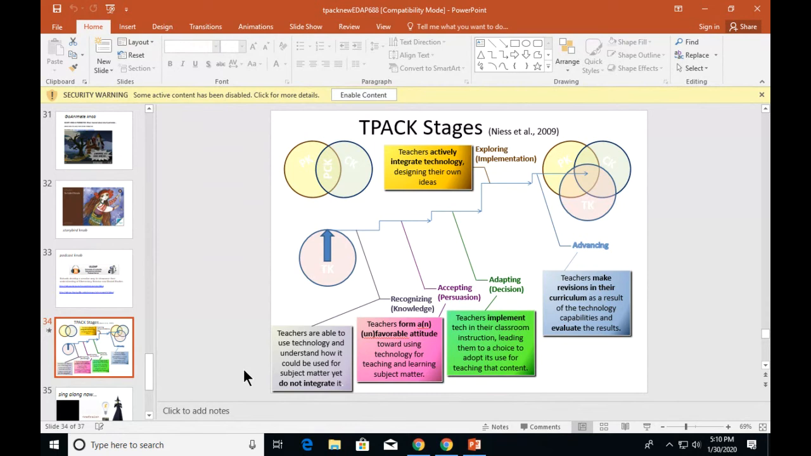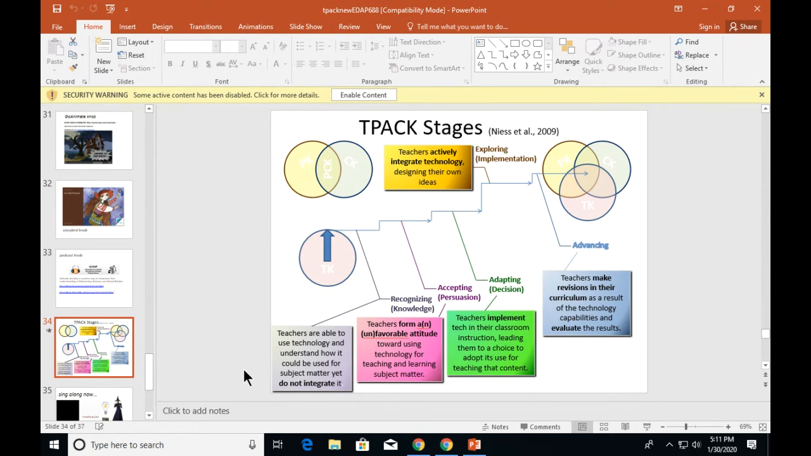And then what we're trying to look at now is, because most of us are coming to the table, to the classroom, with understandings about technology use. By that I mean, I know what a keyboard is, I know what a mouse is, I know what the World Wide Web is. You know, we have those. How then are we viewing that knowledge with delivery of content? So if we get through those first two, in other words, we move on to accepting. Teachers implement tech into their classroom instruction, leading them to a choice to adopt its use for teaching that content. So teachers make a conscious decision that I will use this technology in my classroom to teach my content.